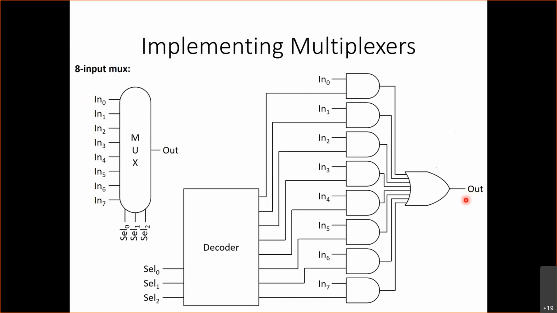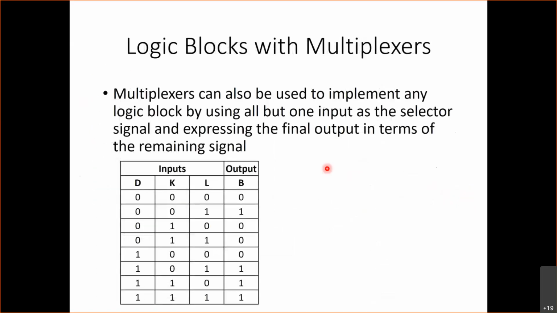All right, if there are no questions, just like we can build any logic block from a decoder and OR gate, we can actually also build any logic block using multiplexers and just some inverters if we need to. So for example, the way to do this is if we have 3 inputs, D, K, and L, what we can do is, if we have n inputs, we take n minus 1 as the selector signals. So if we have 3 inputs, we're going to take the first 2 inputs as the selector signals, and we're going to pass the third input as the input to the multiplexer, depending on the values in the truth table.